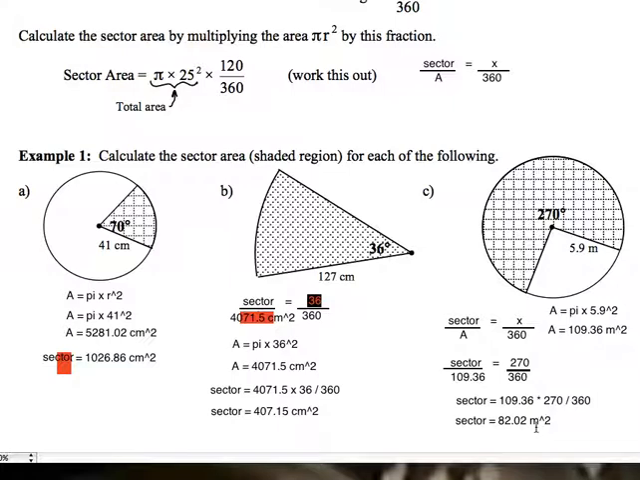Want to do a little check here to make sure that this number makes sense. If the area of the whole circle is 109.36, then it makes sense that this is about 3/4 of that, right? 82 is about 3/4 of 109. So that's my answer here.